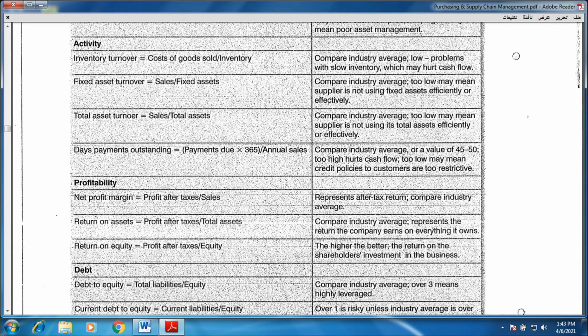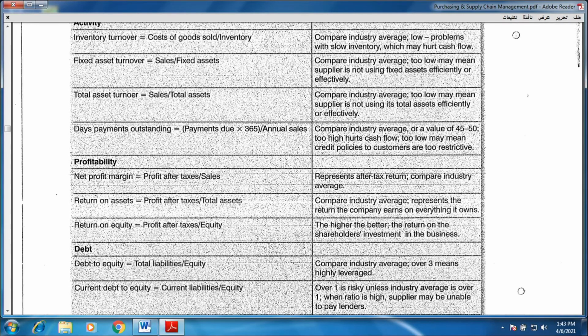If I want the current assets turnover, it's the sales divided by the current assets. For any other asset turnover, it's sales divided by that asset. It's a very simple ratio. You don't need to memorize it. And the days sales outstanding, DSO, is the receivables multiplied by the number of days in the year, divided by the annual sales. It talks about days: how many days of payment are outstanding?